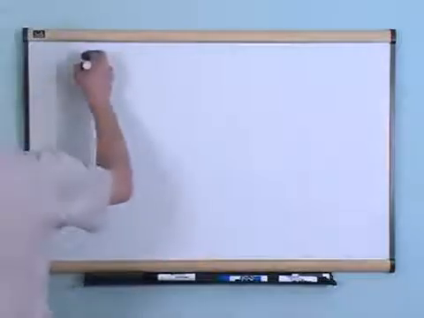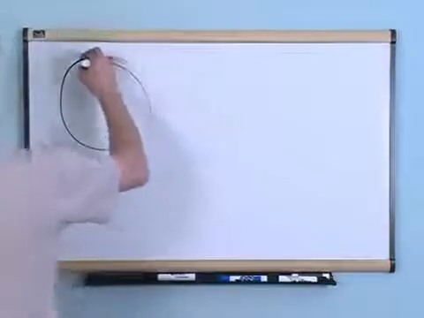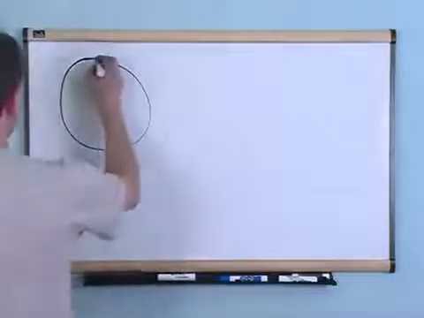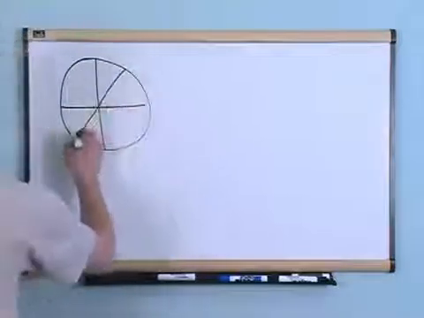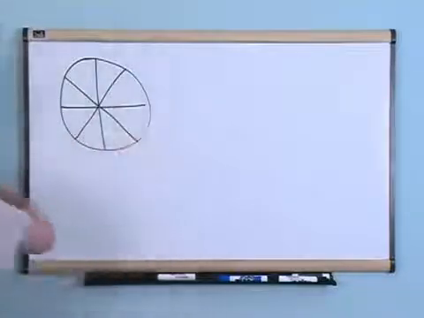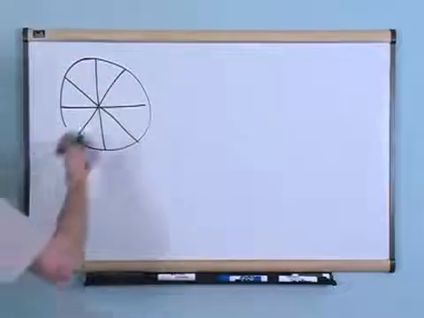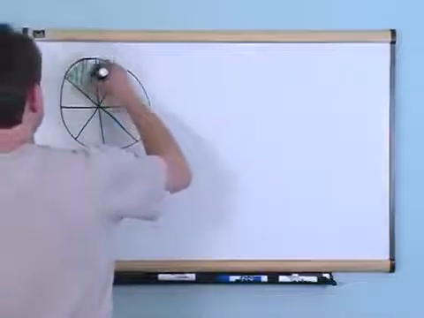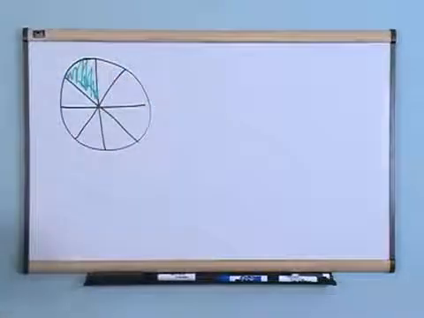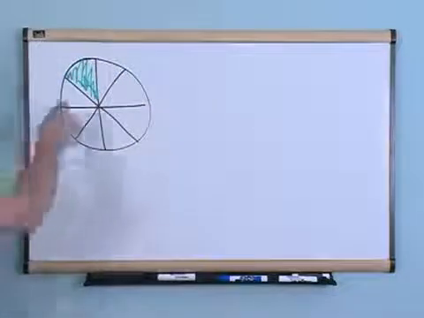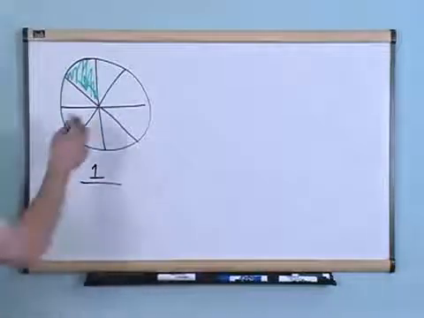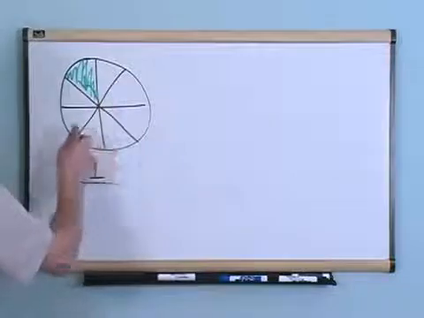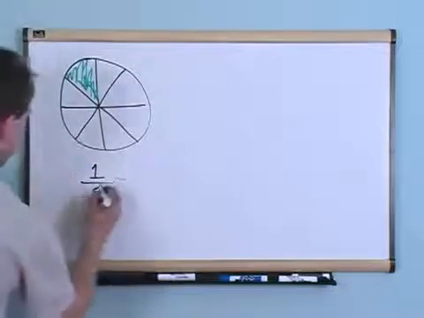Let's take another example. Let's say you have a pie. I'm going to divide it into 8 pieces, like this. And I'm going to take away, because I'm kind of hungry, 1 piece. How would you write that fraction? Okay. Well, I've got 1 piece of pie out of a possible of 1, 2, 3, 4, 5, 6, 7, 8 pieces of pie. So this is the fraction.